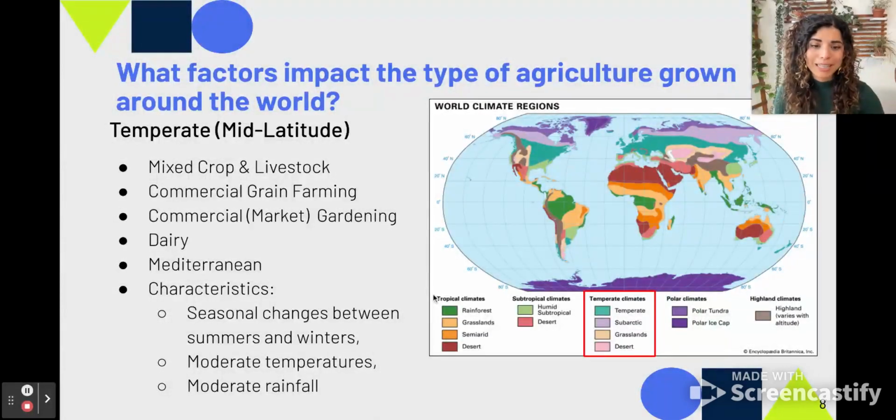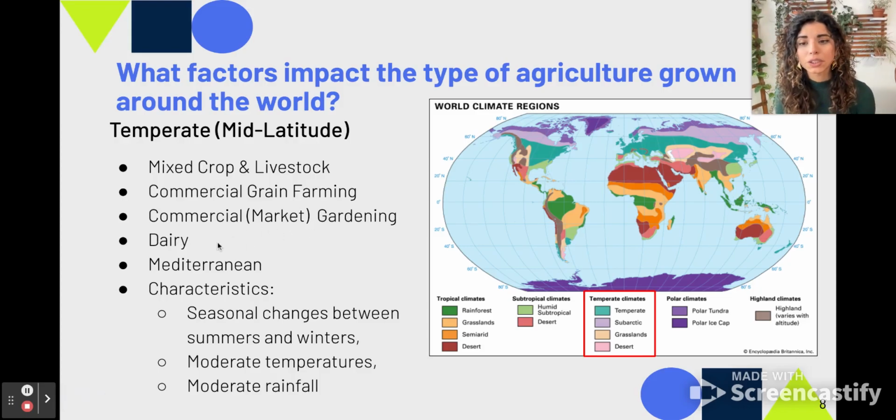For temperate or mid-latitude zones, we see these colors right here. Here we see mixed crop and livestock, meaning that we see both animal agriculture as well as plant agriculture in these regions. It lends to both. We see commercial grain farming and commercial gardening or market gardening, aka lots of area for large farms in order to grow grains and also various fruits and vegetables.